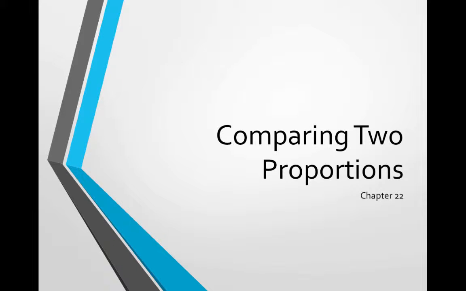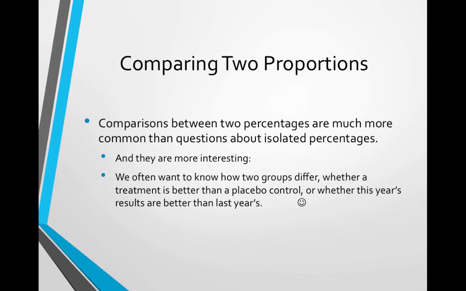We're going to talk about chapter 22 now, which is comparing two proportions. So we're going to look at doing a hypothesis test and confidence intervals for two different proportions instead of just one. Today we're going to focus mostly on the confidence intervals, and then the next video we'll talk about the hypothesis tests.